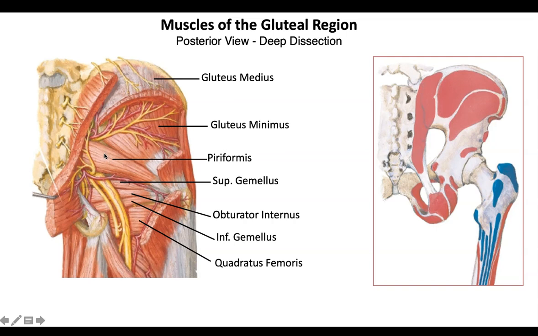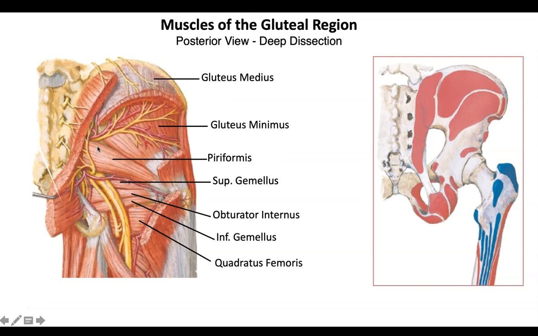Now the deep gluteal muscles are here, and all of them are covered by the gluteus maximus. The deep gluteal muscles include piriformis, obturator internus, superior gemellus, inferior gemellus, and quadratus femoris.